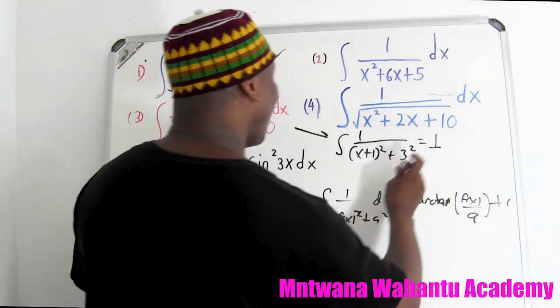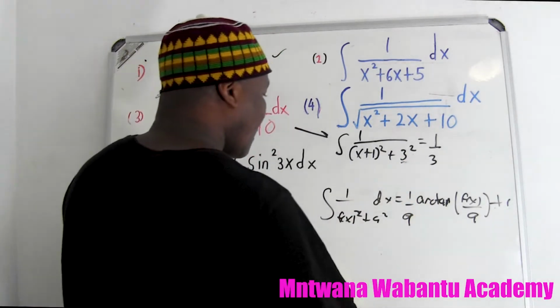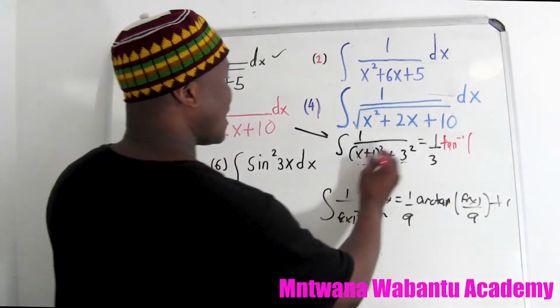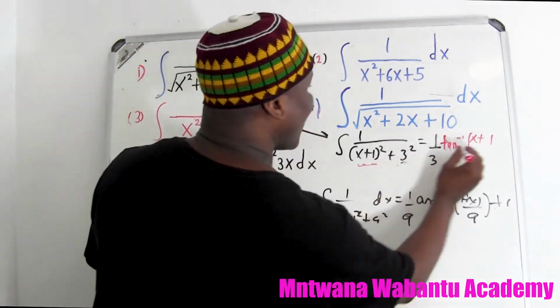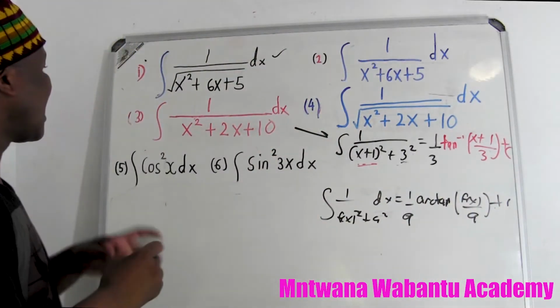So it's going to be 1 over a. What is a? a is that number, which is 3, no square. And then arctan, which means tan inverse, of x plus 1, in this one, no square. Then we divide by this number, which is 3, with no square, plus c. So we're done with question number 3, we go to question number 4.